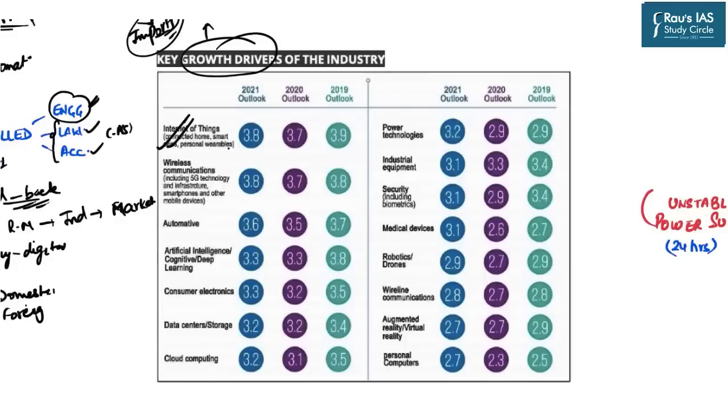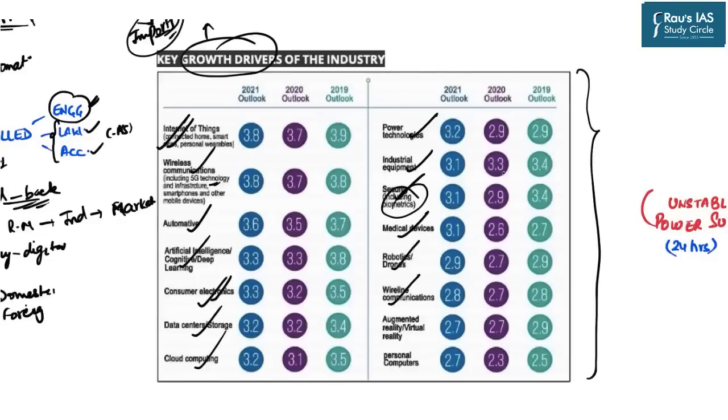Now, various industrial as well as service sectors, for example, wireless communication technologies like 5G, automotive technologies, artificial intelligence, deep learning, electronics, data centers, cloud computing, etc. All these require the semiconductor industries. Similarly, the power technologies, industrial equipment, security, for example, biometrics, medical devices, robotics, wireline communication. The thing is that today digital services are becoming so important in our lives that the market potential of semiconductor industries has grown, because semiconductor industries play an important role when it comes to chip making.